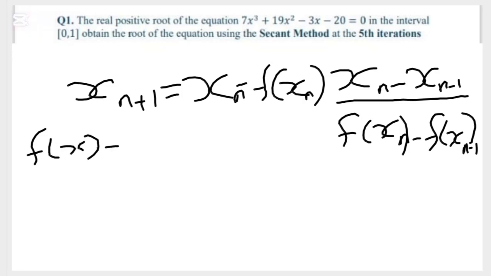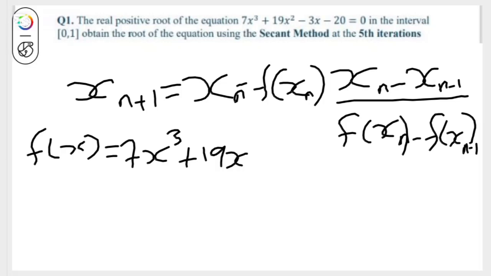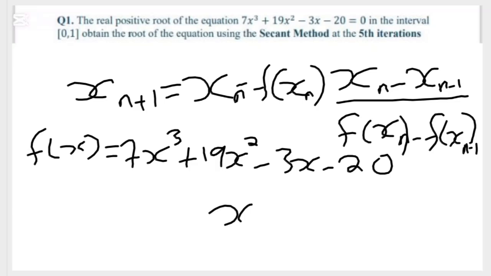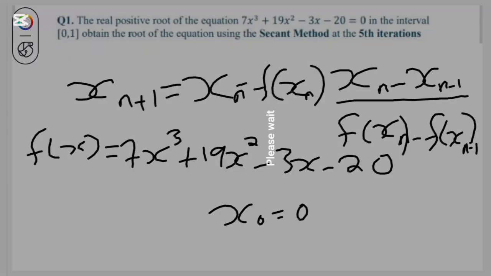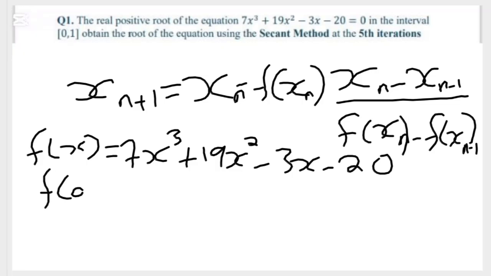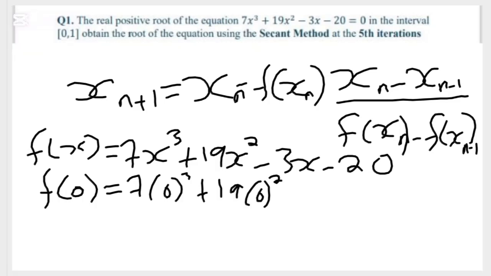I'll say f of x will be 7x cubed plus 19x squared minus 3x minus 20. So this is the function. Therefore I'm going to choose x0 to be 0 and x1 to be 1. So for f of 0, it will become 7 times 0 raised to the power of 3 plus 19 times 0 squared minus 3 multiplied by 0 minus 20. At the end I will get negative 20.